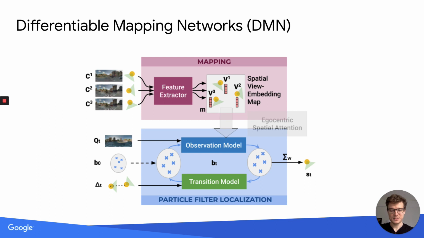The particle filter maintains a set of weighted particles that represent the probability distribution over the unknown location of the robot. In each step, when a new observation arrives, the particle set is updated with a transition model and an observation model, just like in standard Monte Carlo localization. Here, the observation model is learned, and intuitively, it measures if the current observation is compatible with the location on the map. To summarize the spatial information in the map, we use a novel egocentric spatial attention mechanism.